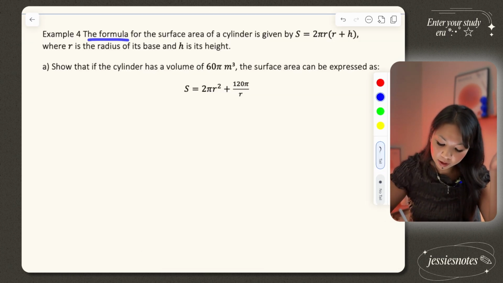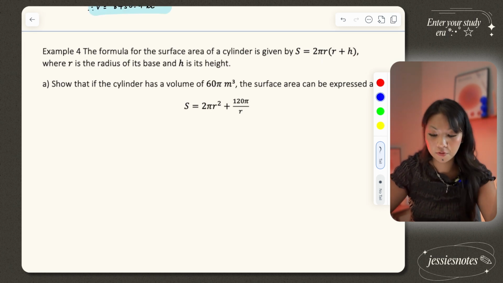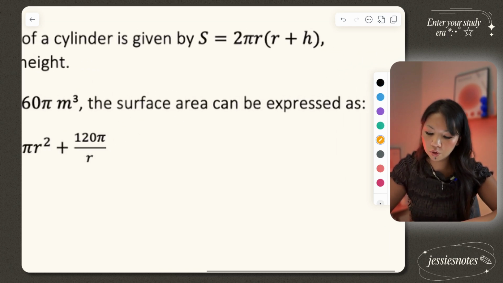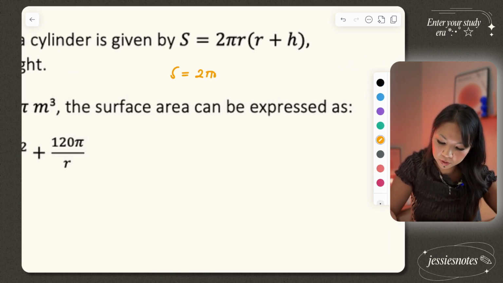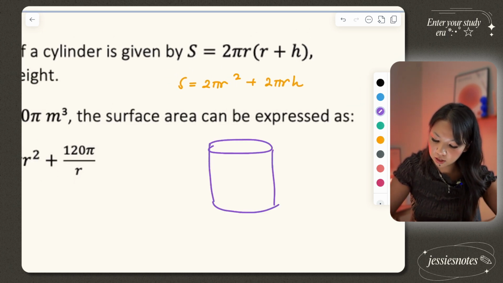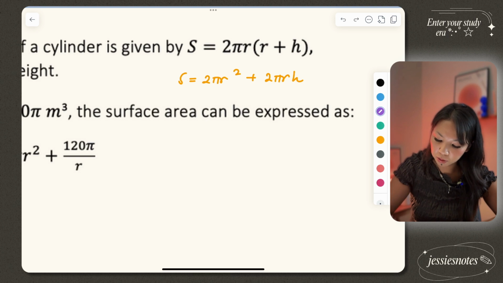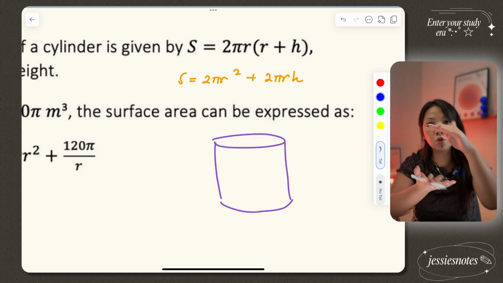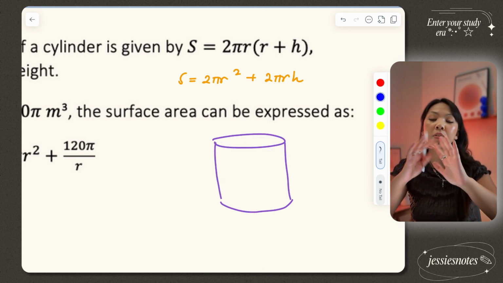Example 4. The formula for the surface area of a cylinder is given by S for surface area is 2 pi r plus h. If you don't know this formula, you can derive it very easily by expanding this out. When you have a cylinder and you want to find its surface area, you're essentially adding up all the faces on it. So the two circles and then the rounded curved surface.